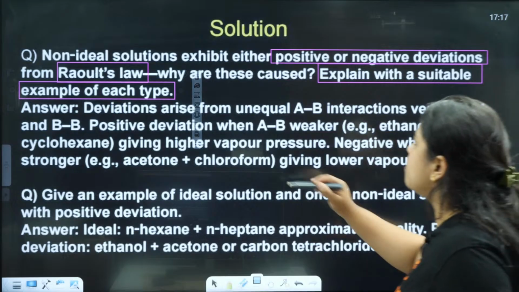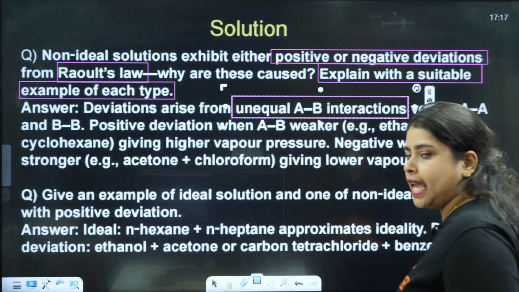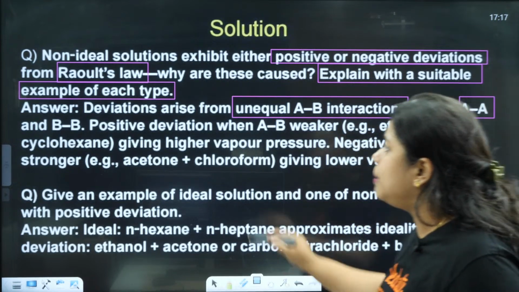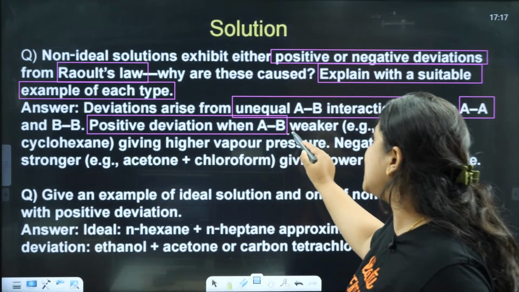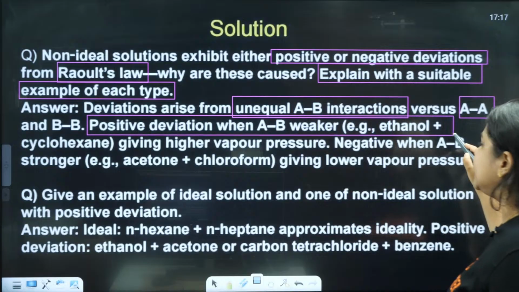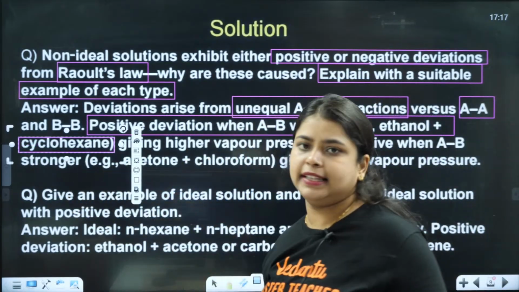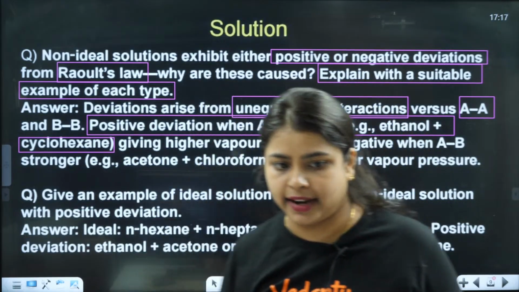Deviations arise from unequal A-B interactions. Positive deviation is when the A-B interaction is weaker. Example, ethanol plus cyclohexane. If A is ethanol and B is cyclohexane, what happens when the two react?